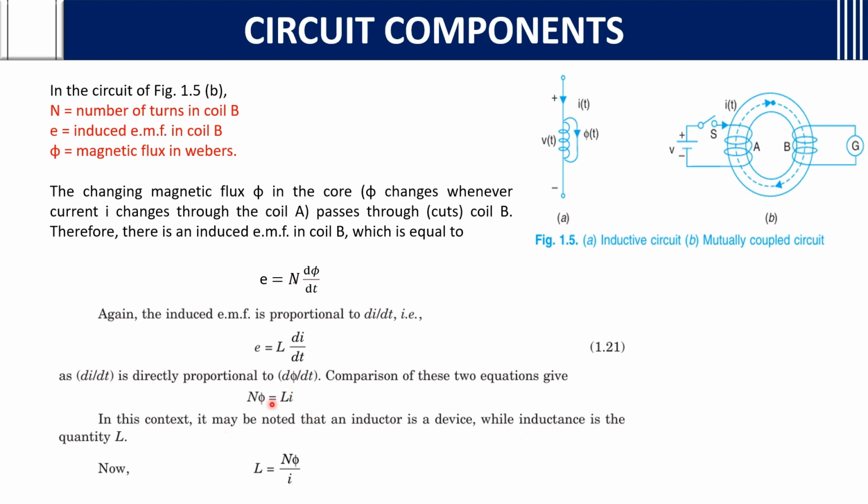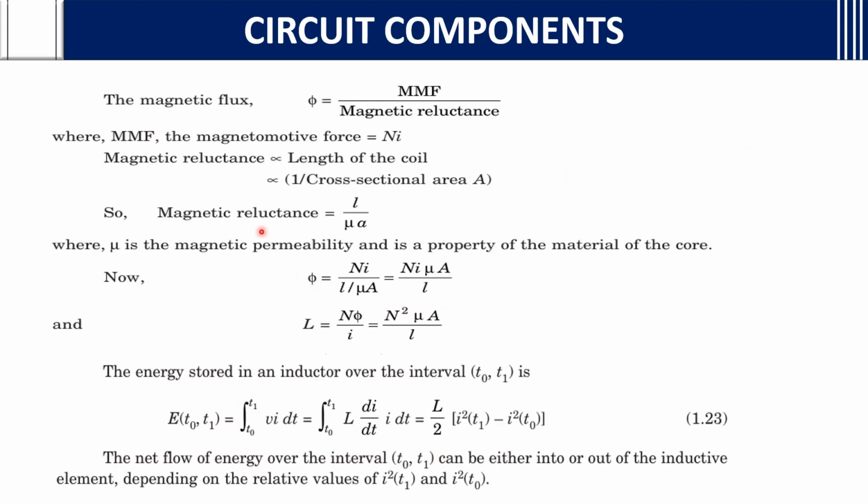Now L is equal to Nφ/i. The magnetic flux φ is equal to MMF divided by magnetic reluctance. MMF, the magnetic motive force, is equal to Ni. Magnetic reluctance is directly proportional to the length of the coil l and inversely proportional to the cross-sectional area. Magnetic reluctance is equal to l/μA, where μ is the magnetic permeability, a property of the material of the core.